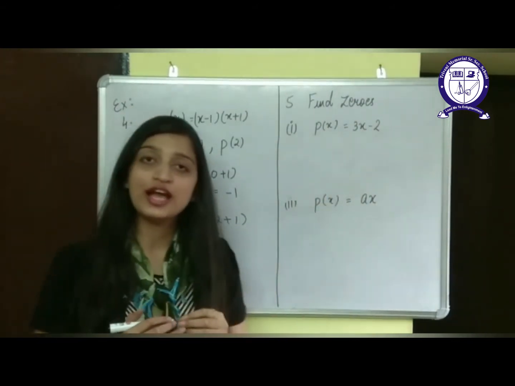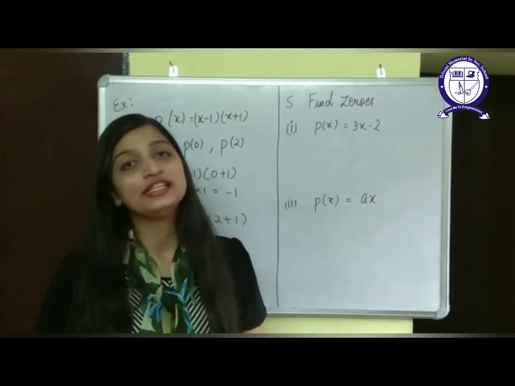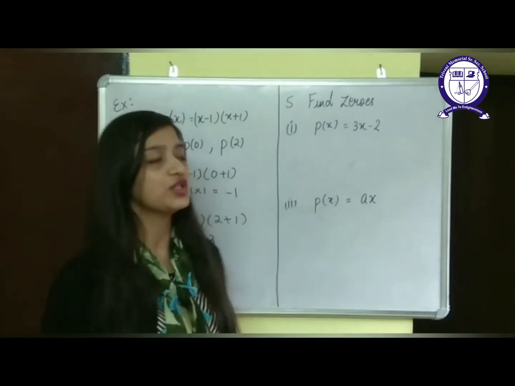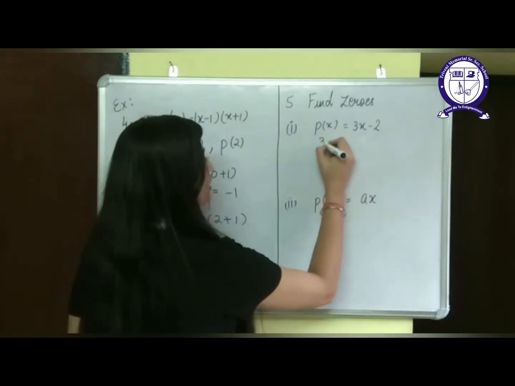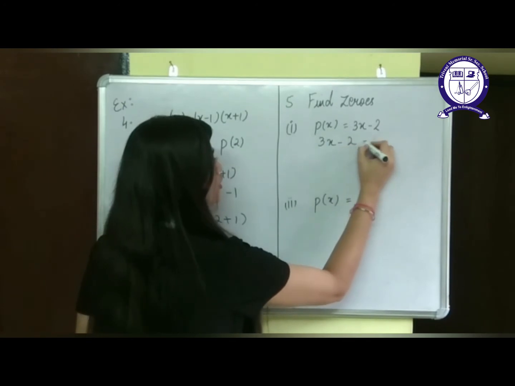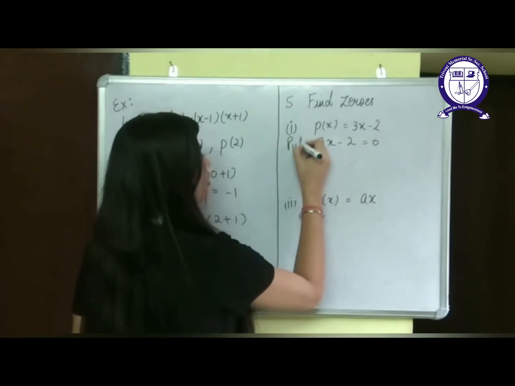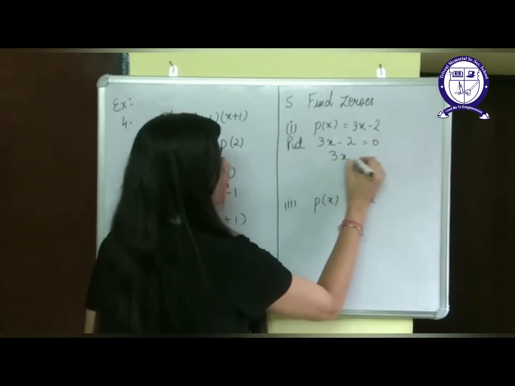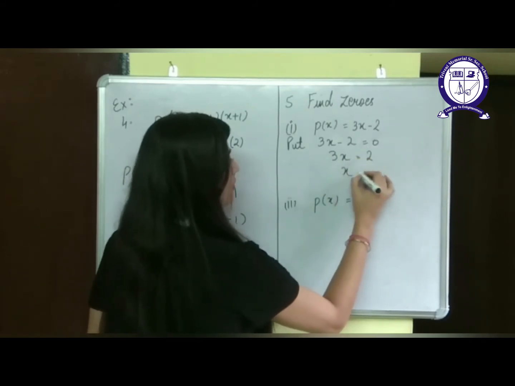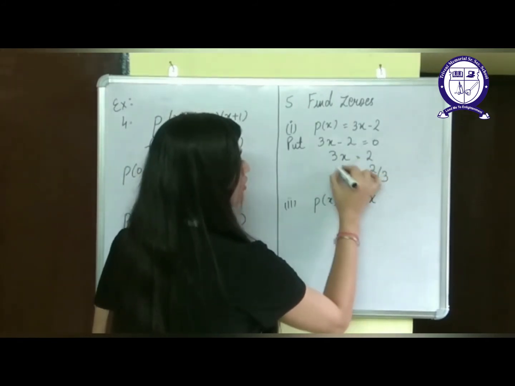Now coming to question number 5, it says find zeros. I have told you that while finding zeros, we just need to put the given expression equals to 0. So I will put 3x minus 2 equals to 0, and 3x will be equal to 2, and my x will be equal to 2 upon 3.